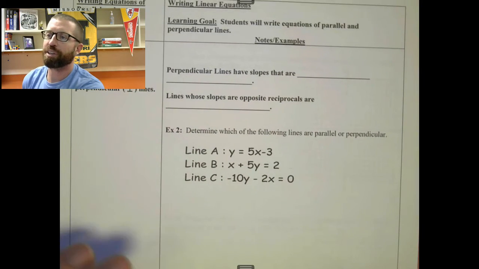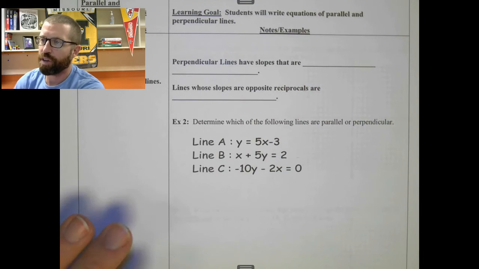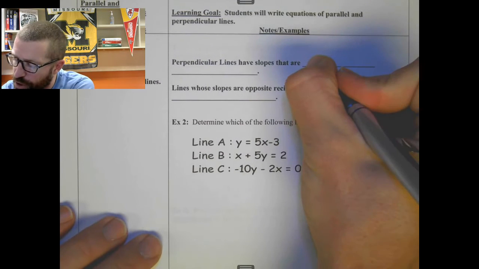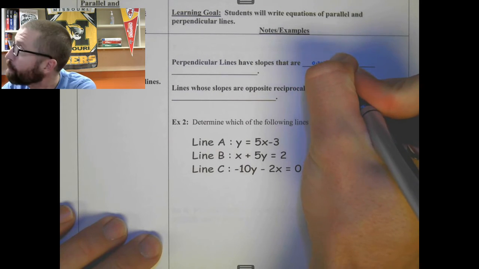Okay, so perpendicular lines. We already said this. They have slopes that are opposite reciprocals.